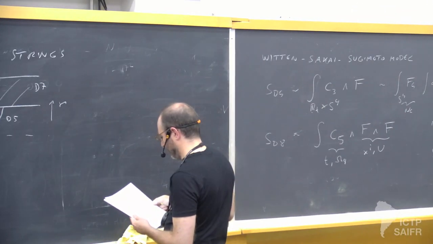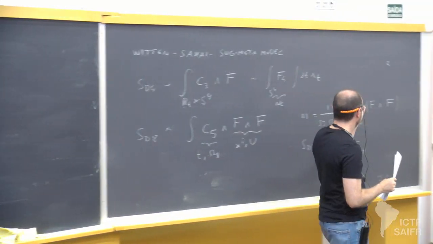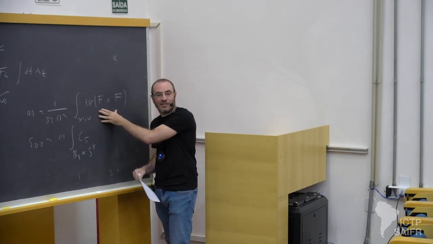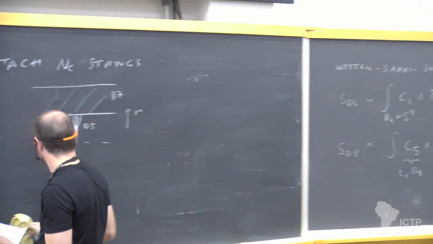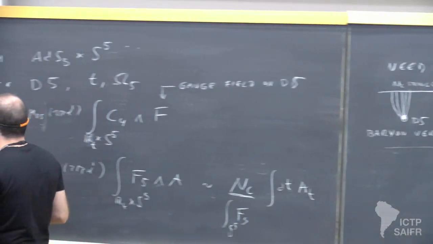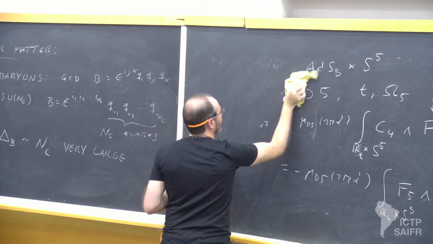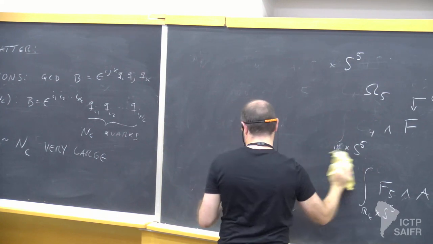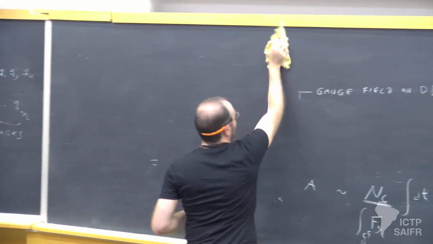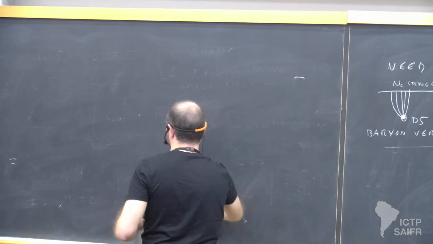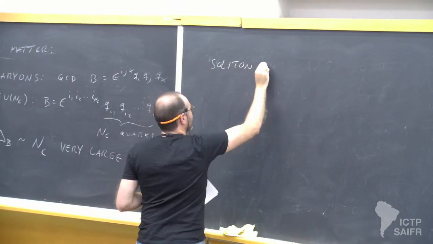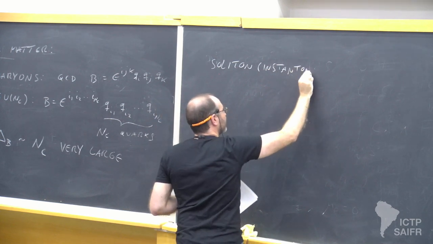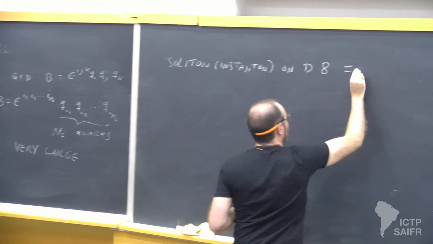Now, if you think about what kind of gauge field configuration is giving a non-zero value for this, that is an instanton kind of configuration, right? Which is, in this case, a type of soliton on the brane. So we find that a soliton, an instanton on the D8, equals a baryon.